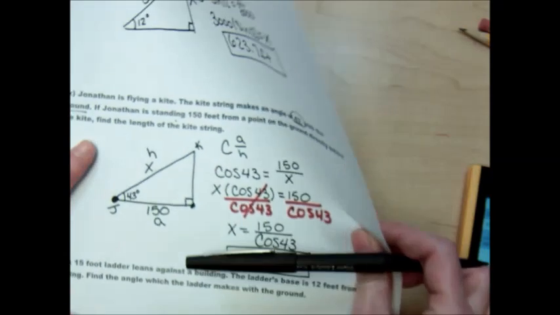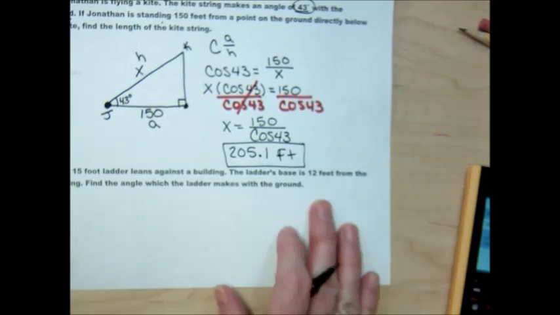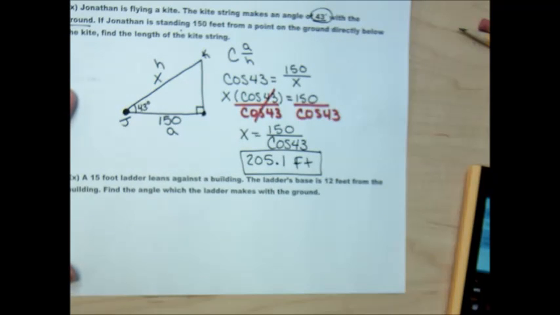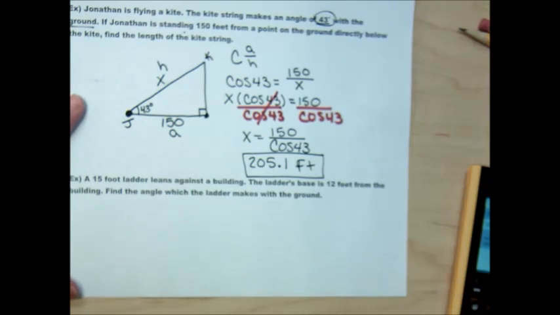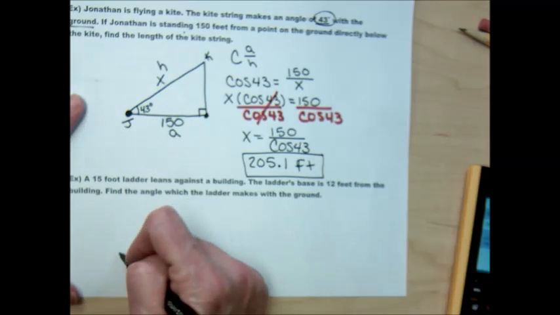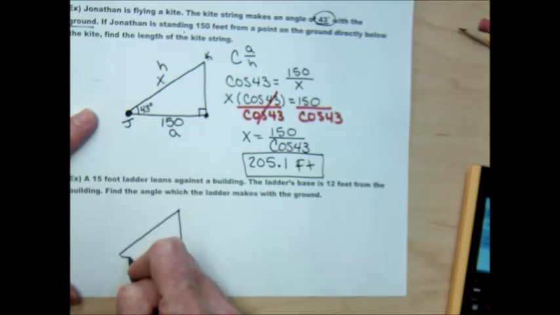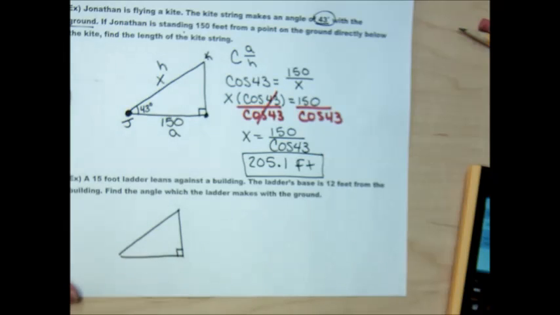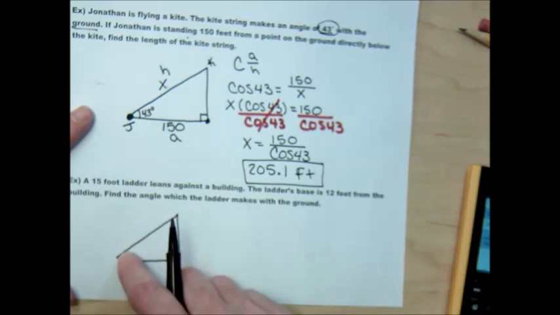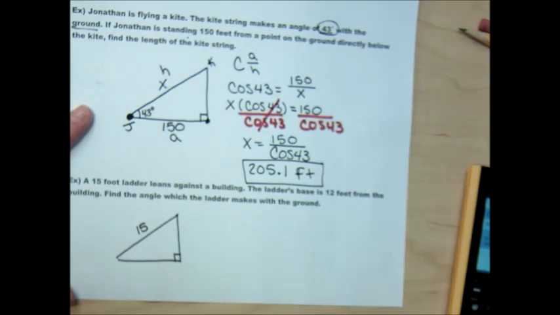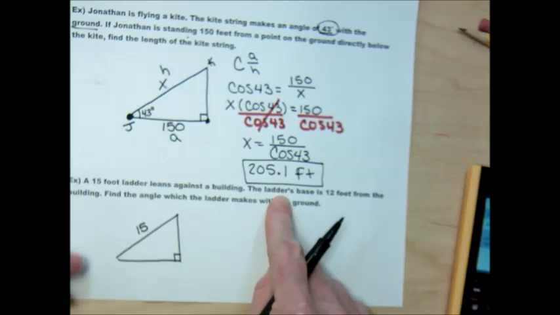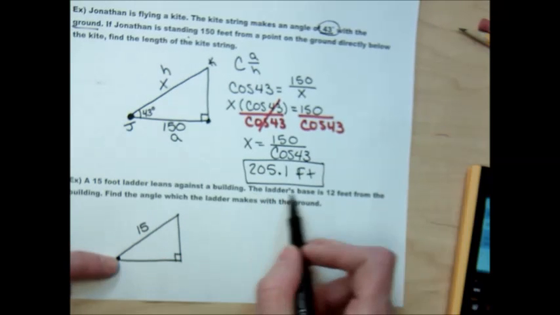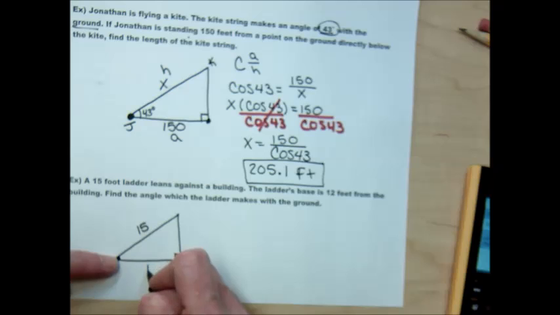All right, one last one. A 15-foot ladder leans against a building. The ladder's base is 12 feet from the building. Find the angle at which the ladder makes with the ground. So let's draw a triangle. This is the ladder leaning against the building, so it's 15 foot. The ladder's base, remember base means bottom, so here's the ladder's bottom. The ladder's base is 12 feet from the building, so this is 12 feet.